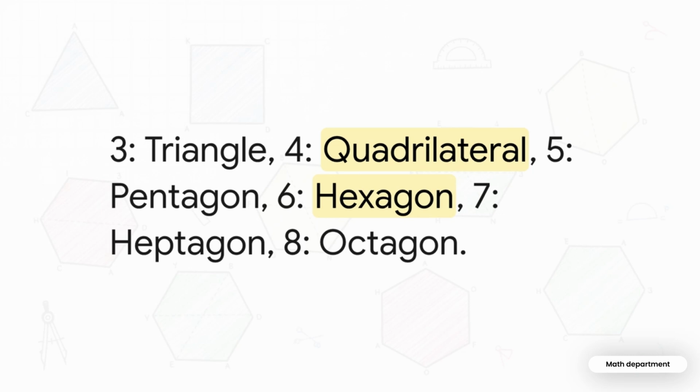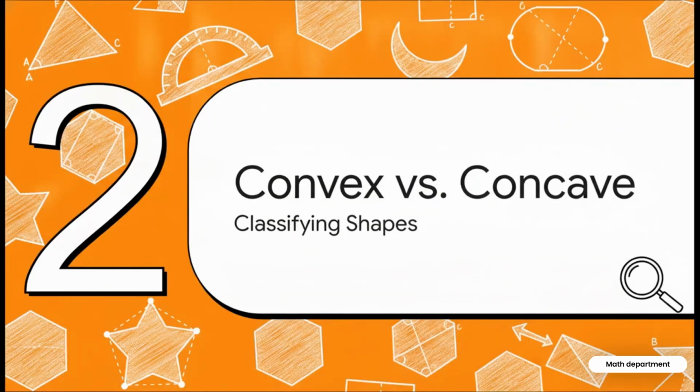Now you've got to memorize these specific names. Everything from a 3-sided triangle all the way up to an 8-sided octagon. Why? Because the name tells us exactly how many sides and how many vertices, or corners, we're working with. And knowing that exact number is the key to unlocking every single formula we're going to use later on. Moving on to section 2, convex versus concave shapes. Let's see how one single angle changes the whole game.